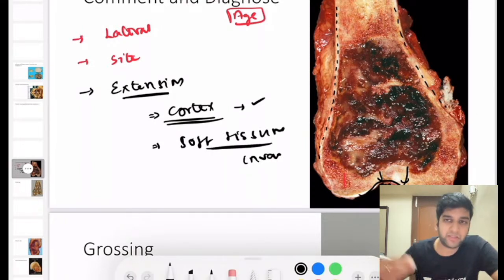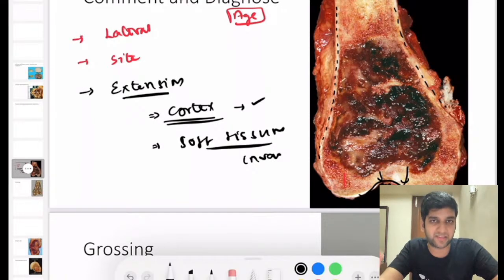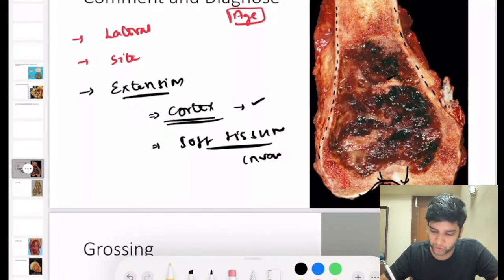So I would comment this image as a cut section, a longitudinal section of a bone showing an ill circumscribed lesion. I wouldn't say it's infiltrative. It's not well circumscribed, not perfectly circumscribed. It's not invading much as well. An ill circumscribed hemorrhagic lesion with bony components. These are bony components, right? That will be the ideal way to describe it.